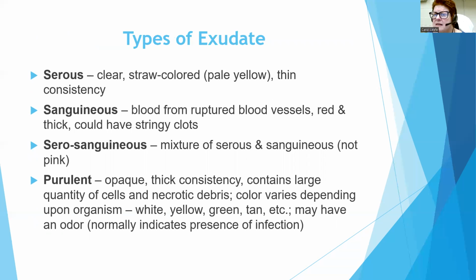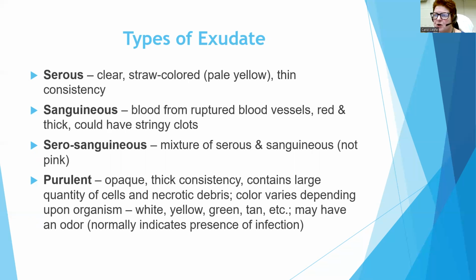First there's serous, which is clear, straw colored, kind of pale yellow, thin in consistency, but it's clear, you can see through it. Sanguinous is blood from ruptured blood vessels. It's red, it's thick, it could have some stringy clots in there.